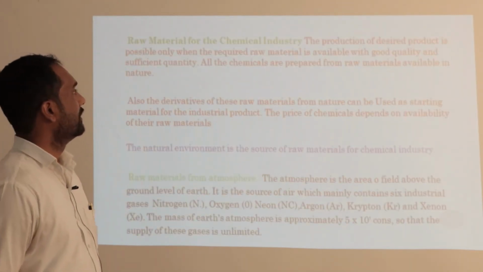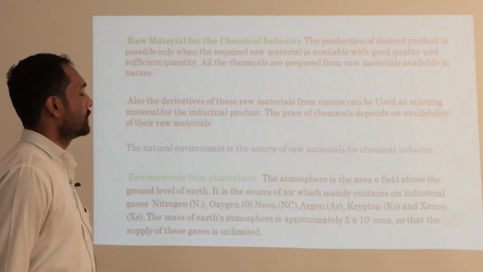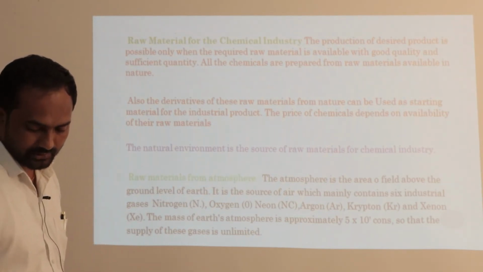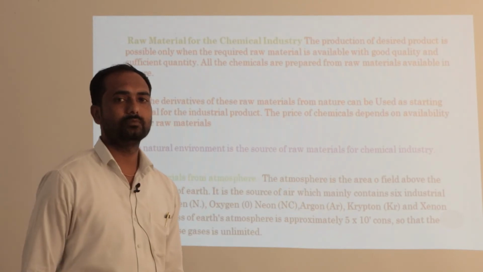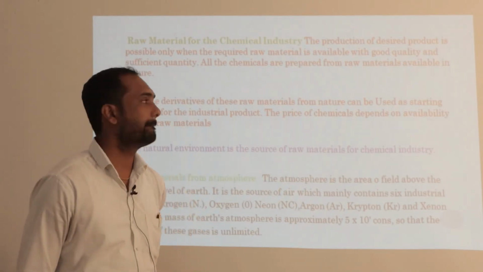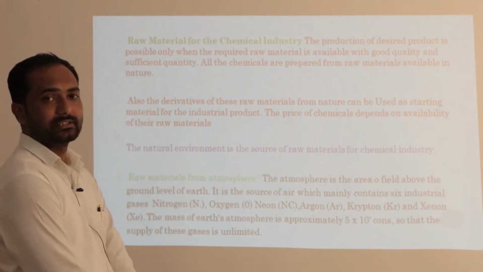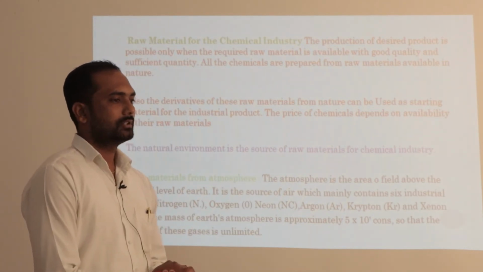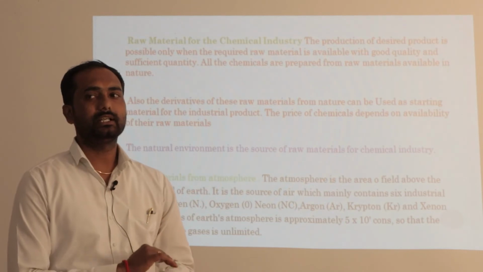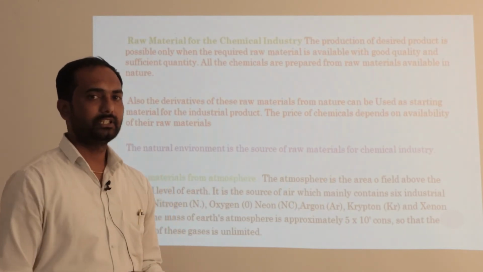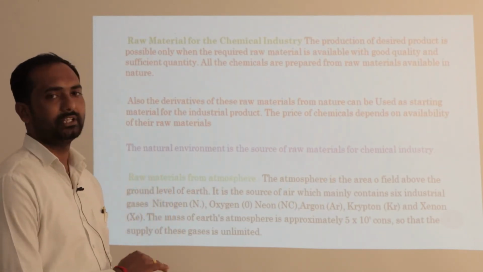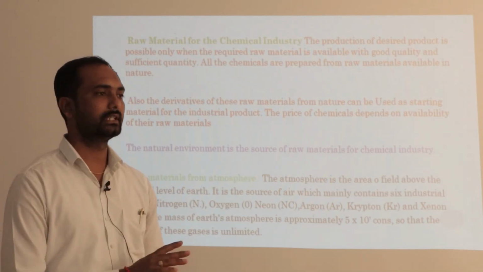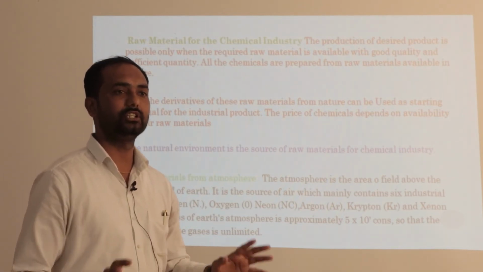Okay, so next point is regarding raw materials in chemical industry. So this is also a very important point regarding industrial chemistry. Now, what are the expectations regarding raw material? Expectations are very clear: raw material should be very pure, and secondly it should be available in sufficient amount.